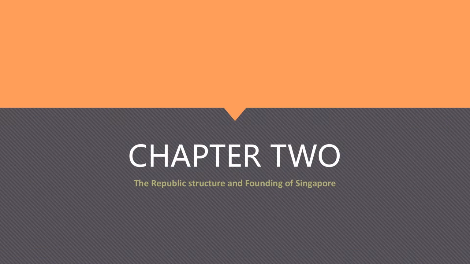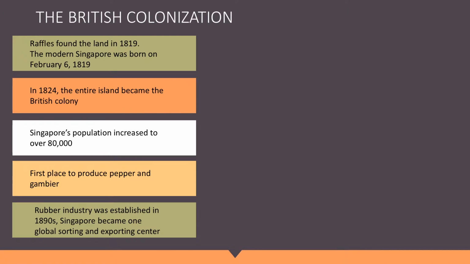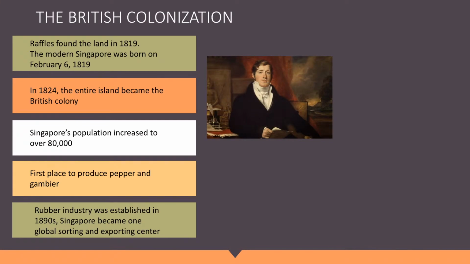Chapter 2 The Republic Structure and the Founding of Singapore. Singapore experienced 3 important strategies in politics. The first is the British colonization. In 1819, Raffles found this new land and recognized it could be a natural choice for port and transportation.